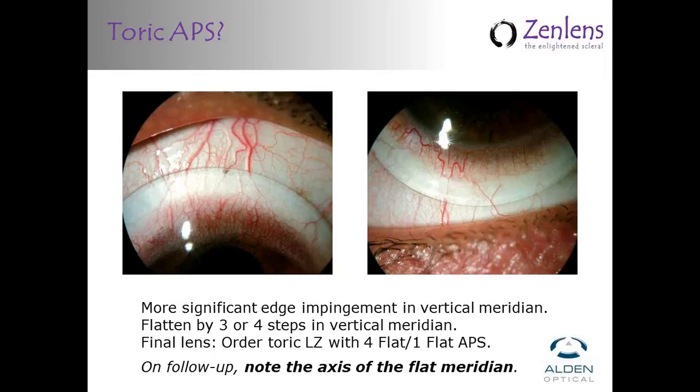You want to look to see where those dots align. They will rotate to their most natural position. Now we think, well, we think the flat meridian's going to go here. This is where we want it to be flatter.